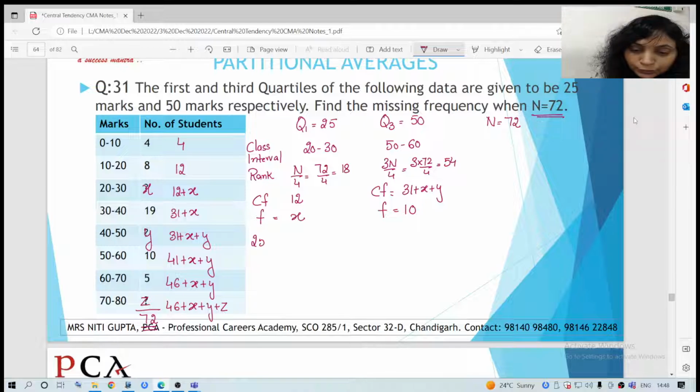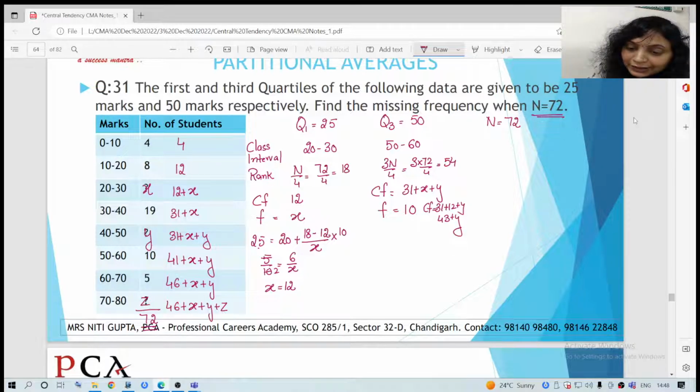Q1 equals lower limit plus (rank 18 minus CF of previous class) upon frequency into class interval. So this is (25 minus 25) upon 10, that is 6 upon x. So we get the value of x is equal to 12. So putting the value of x in this equation, our cumulative frequency becomes 31 plus 12 plus y. So that is 43 plus y.